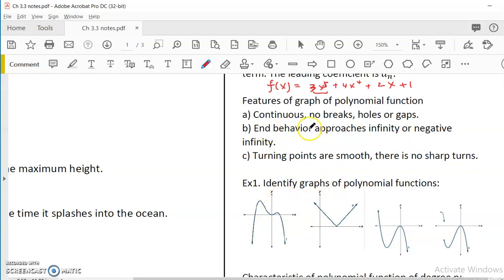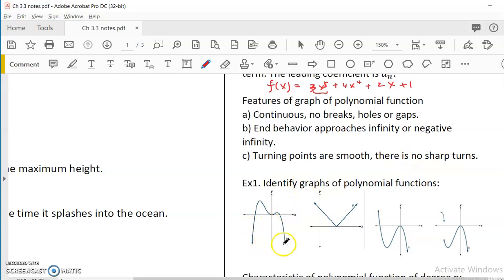Two, end behavior is always approaching infinity or negative infinity. It never flattens out. Three, the turning points are smooth. So if it turns, there are no sharp turns.